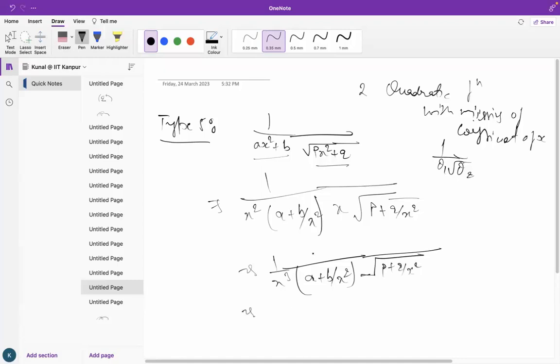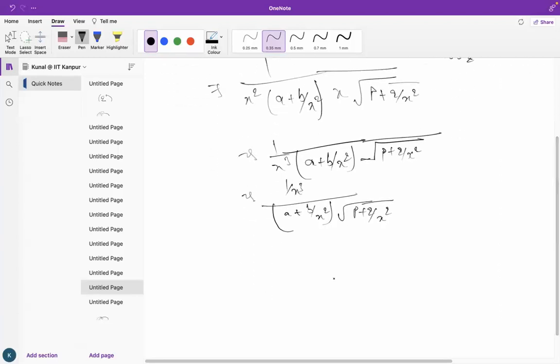So we can write this function as 1 by x cube, a plus b by x square, root under p plus q by x square, right? And then what I have to do is substitute whatever is inside the root, the term p plus q by x square, with t square. This is our basic substitution. Okay, so let us understand this fifth type with some basic examples.